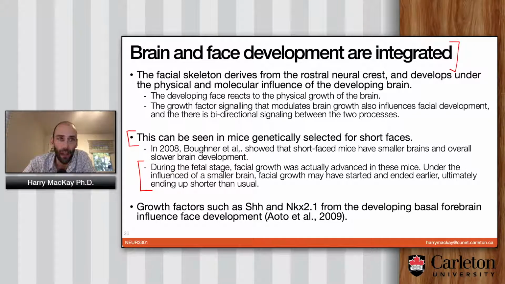And there are growth factors like NKX2.1 and Sonic Hedgehog from the developing forebrain that influence face development directly. There's only so many growth factors in the body, right? There's only dozens, or a few dozen, different growth factors that are even available. So if you have two things growing right next to each other, there's bound to be some influence between the two, especially if they use similar signaling pathways.